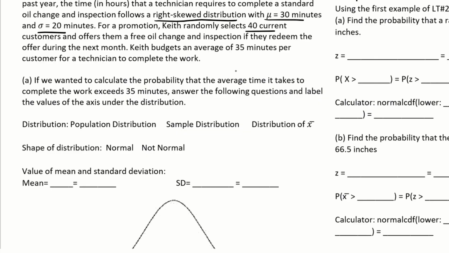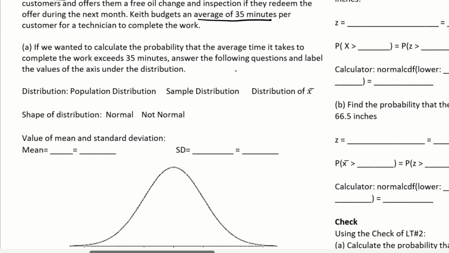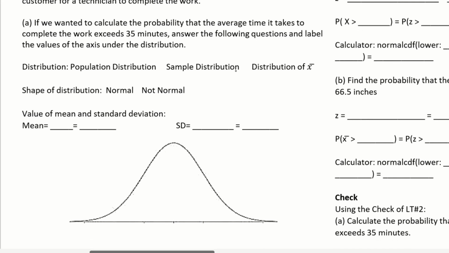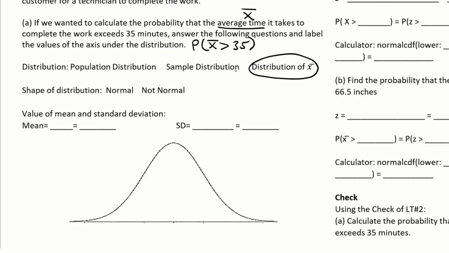He budgets an average of 35 minutes per customer for a technician to complete the work. So if we want to calculate the probability that the average time, that's an X bar, guys, right? The average it takes to complete the work exceeds 35 minutes, answer the following questions. Because we're doing the probability that the average is greater than 35, we're talking about the distribution of X bar, the sampling distribution.